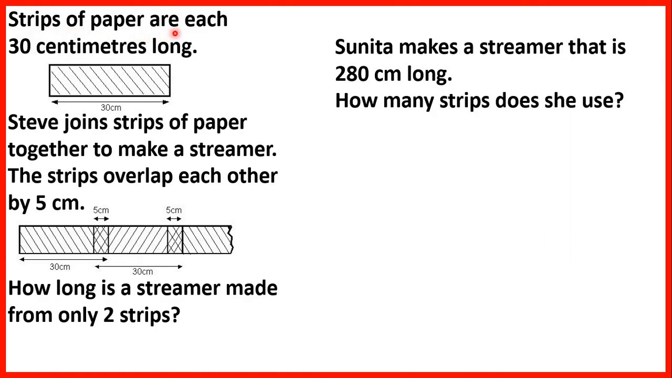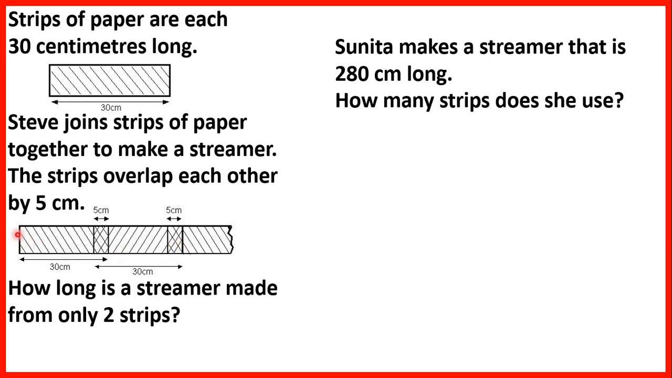Strips of paper are each 30 centimetres long. Steve joins strips of paper together to make a streamer. The strips overlap each other by 5 centimetres. How long is a streamer made from only 2 strips?